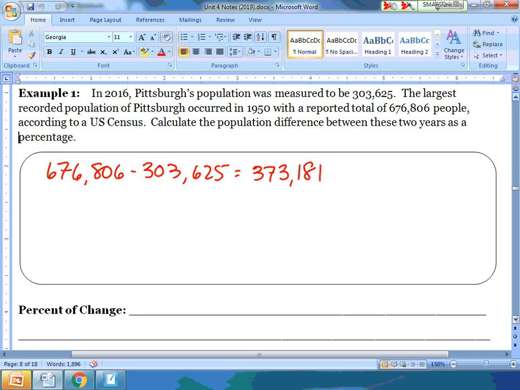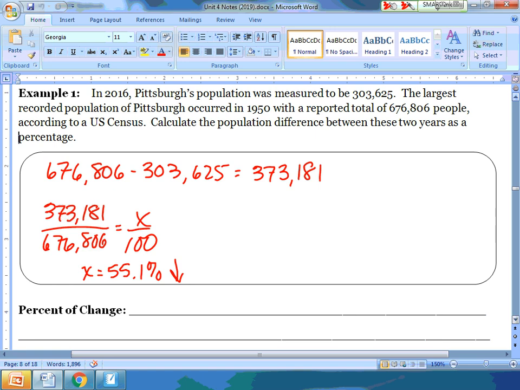Go ahead. Then we did proportions. Mhm. We put 373,181 over 676,806, and we did equals to... Mm-hmm. And then when you got 55.1, you said? Okay. And that would be, I'll put an arrow down, for a decrease, of course. All right. Did anyone get that same number but do it differently? Because there are many ways that you could achieve the same result. Kate, do you have a different way? Yep.